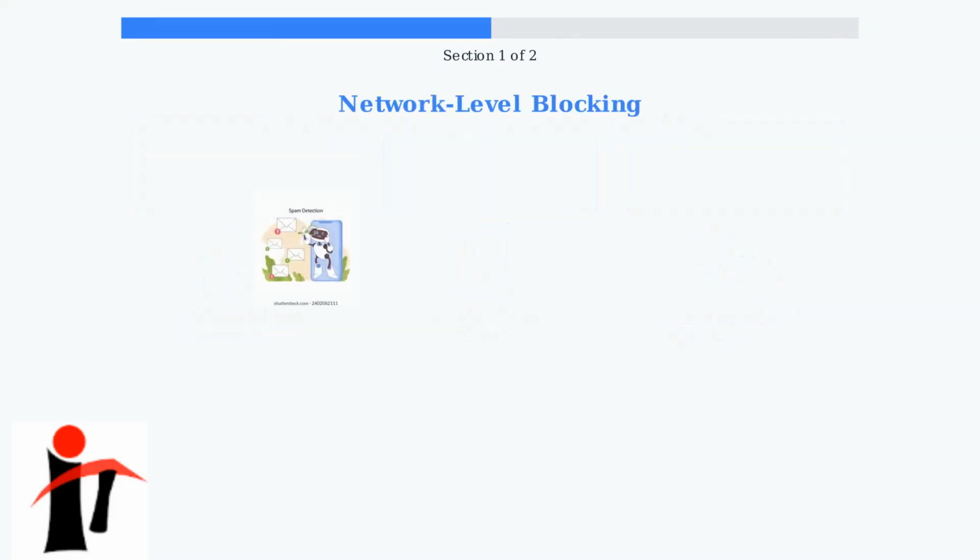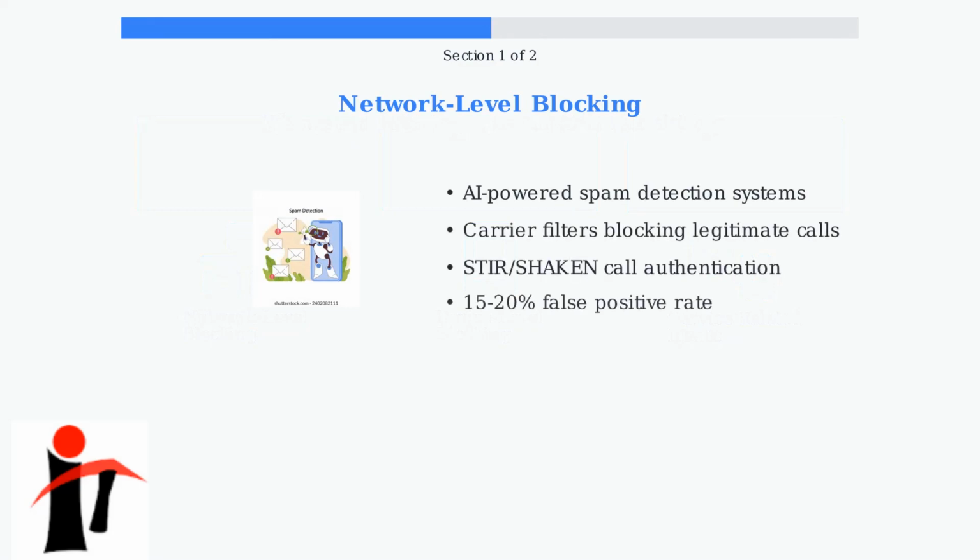Network-level blocking is the most common cause of this error. Modern carriers use sophisticated AI-powered spam detection systems that analyze calling patterns in real time. Unfortunately, these systems have a false positive rate of 15 to 20%, meaning legitimate calls are often blocked by mistake.